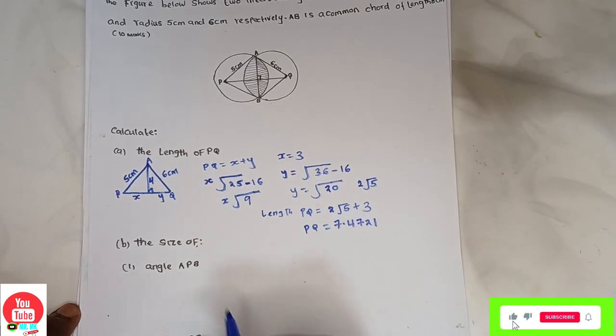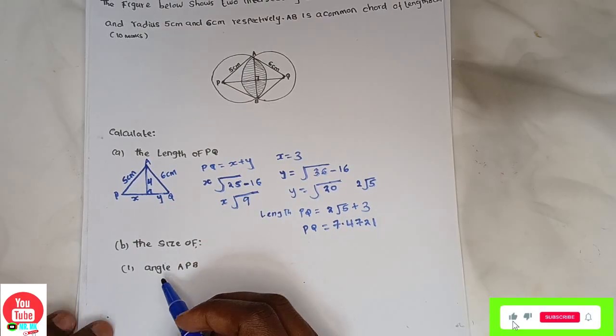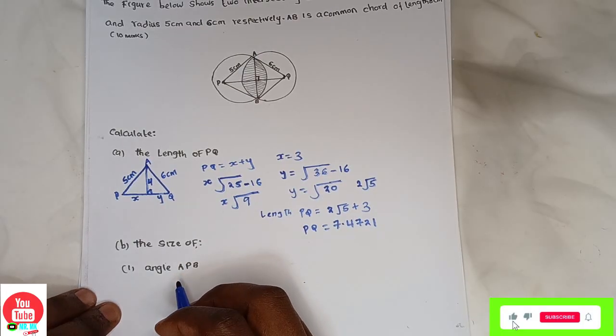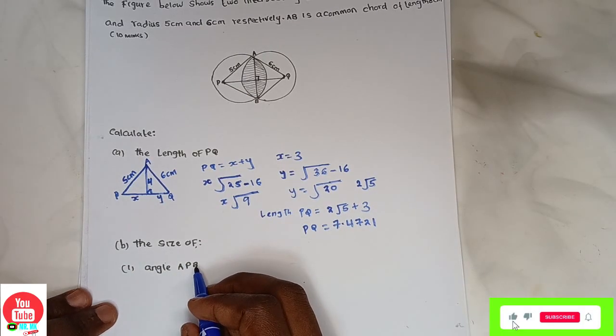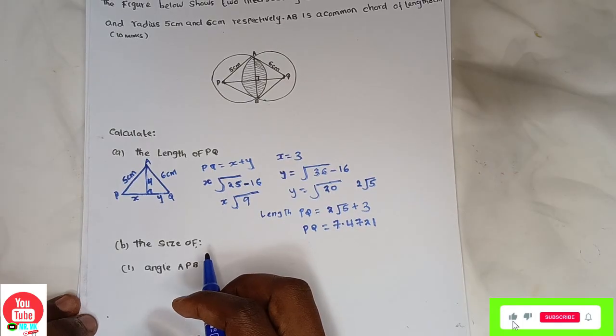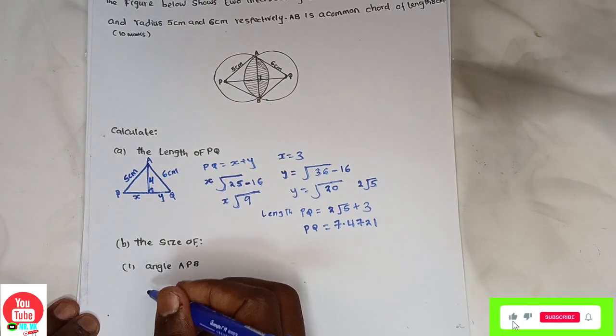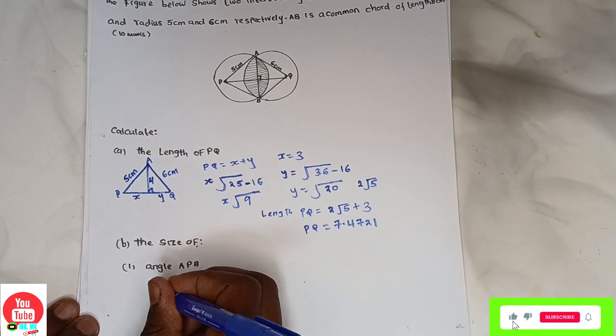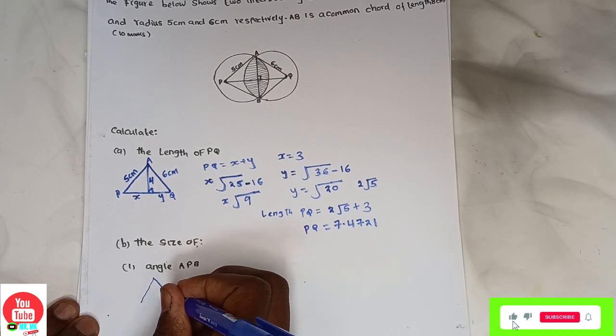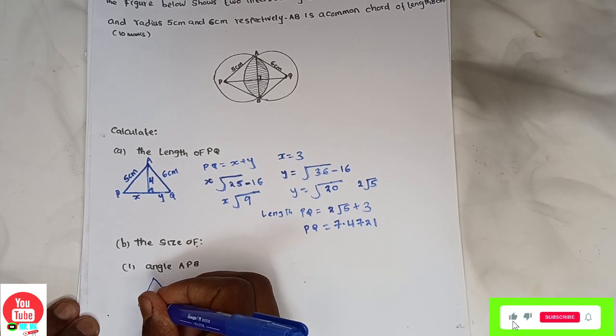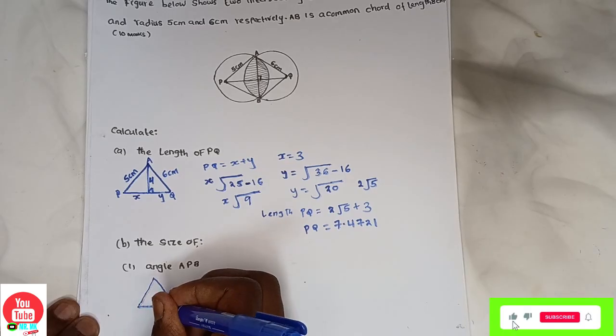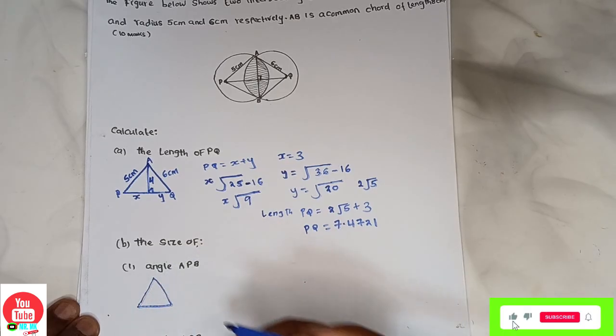The next question says, calculate the size of angle APB. Let's first draw this triangle the way it is. I think let's sketch it first. I think this is my triangle.